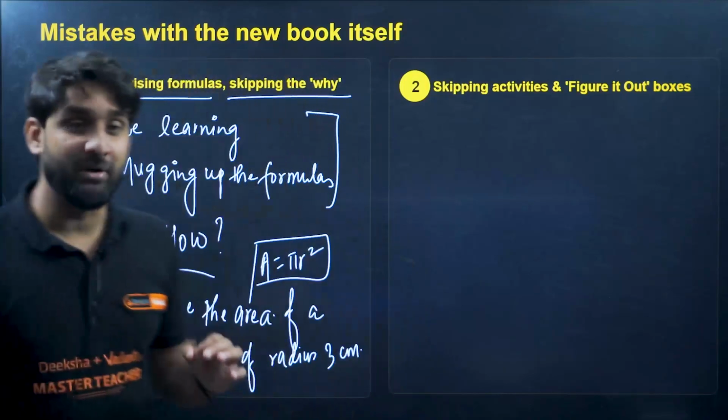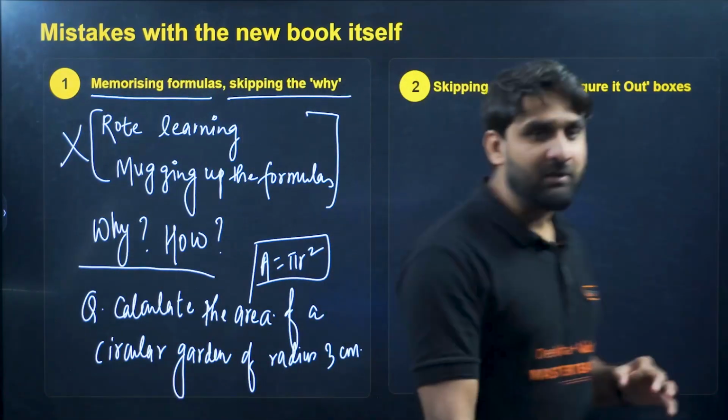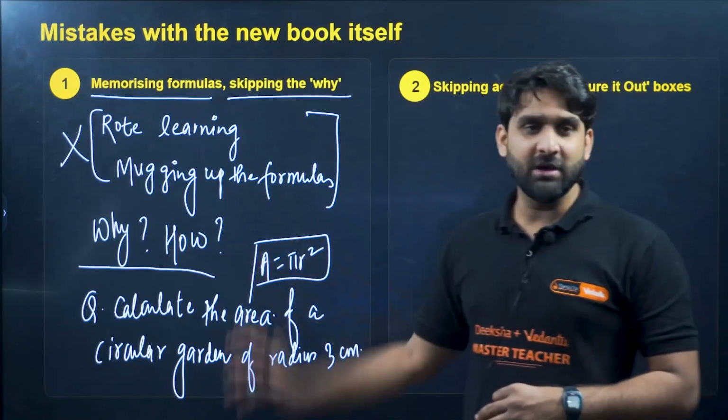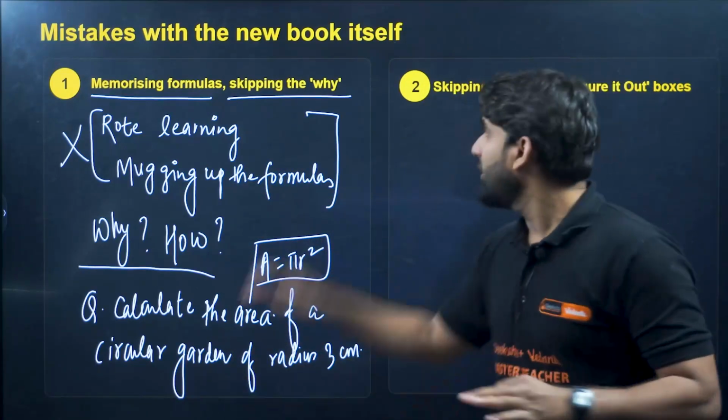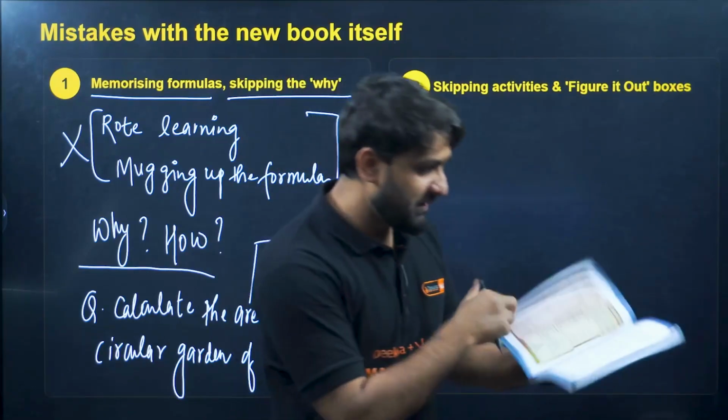This is the requirement. So my dear, don't rely only on the formula. Don't follow the rote learning procedure. Only mugging up the formula will cost you, champion. Okay, second point: skipping activities and figures. Let me show you. This is the Ganita Manjari textbook.